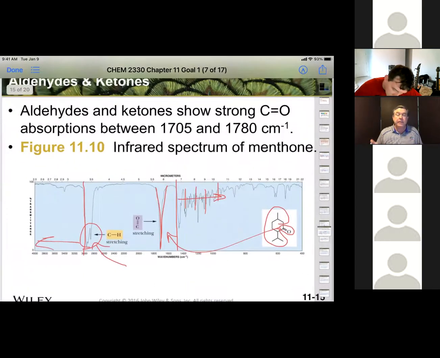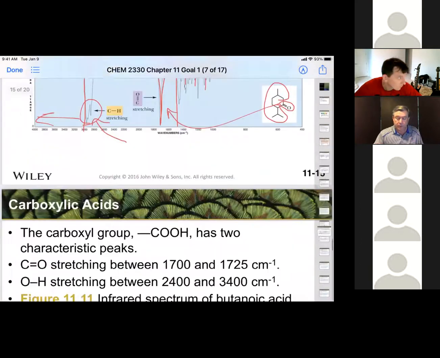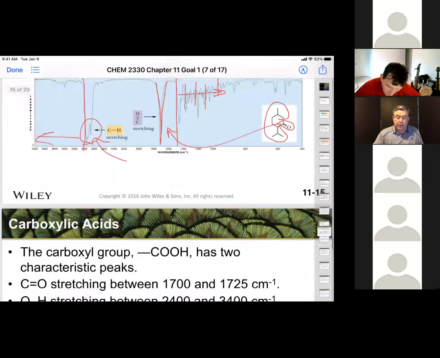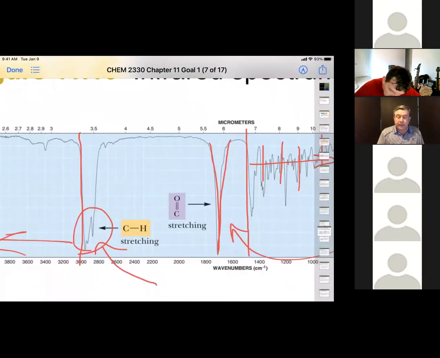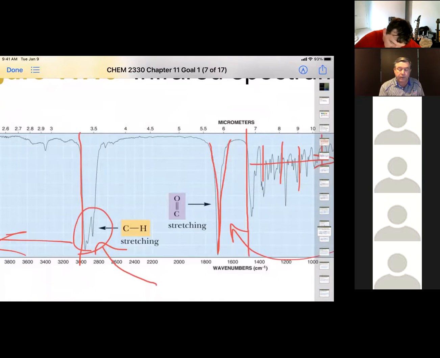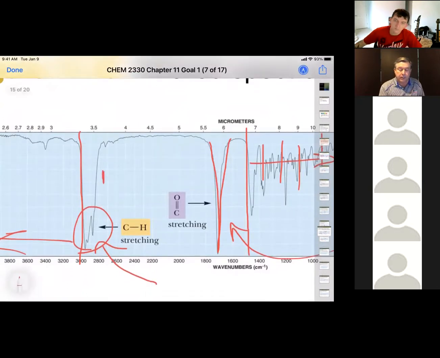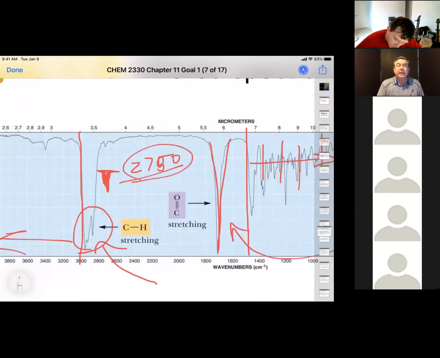Okay, so that's a ketone. But what about an aldehyde? With an aldehyde, what we're going to see is that our carbon hydrogen peak is going to be the lowest carbon hydrogen peak we have. It's right here at 2750. There's going to be a small peak at 2750, indicating we have an aldehyde. So that's how you tell the difference between a ketone and an aldehyde. You get this peak in this region here.